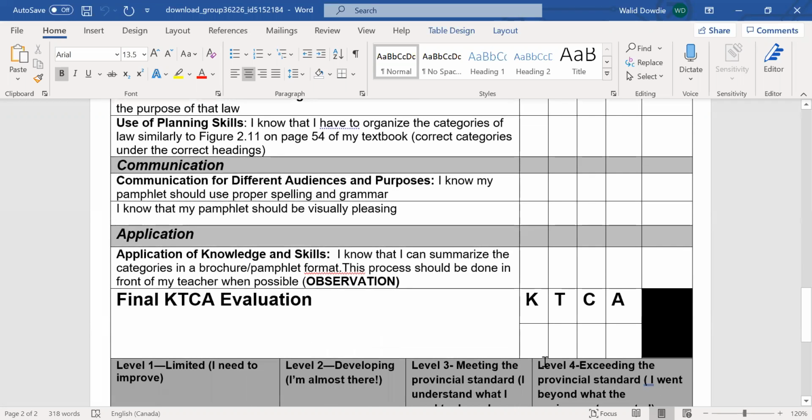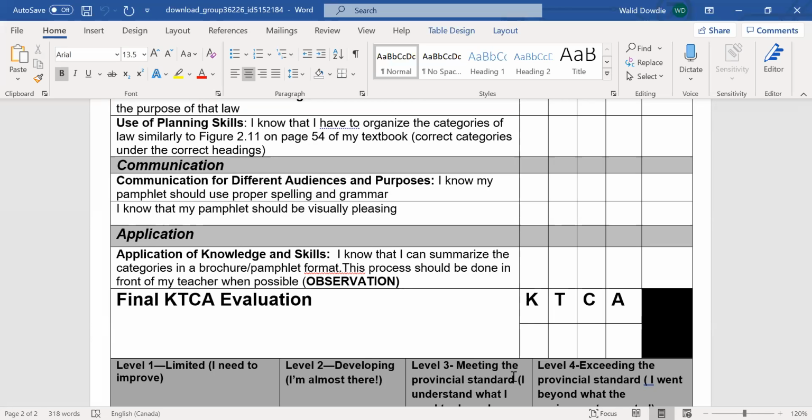And I know that I can summarize the categories of the brochure or pamphlet. This process must be done for my teacher when possible. So this is pretty much the research process. What I'm looking for is that you will do the work in front of me when possible. Online, you're working from home, and you check in and show me outlines and rough drafts so I can give you feedback on how to improve your work or if your work's done really well. I use that to observe that you have used the research process to develop your work.